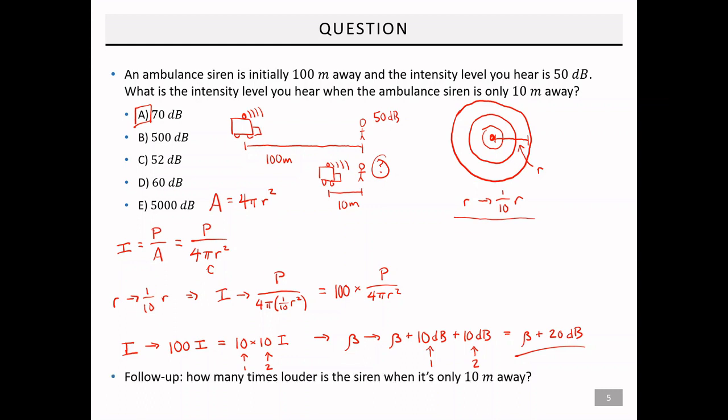And then a quick follow-up question. How many times louder is the siren when it's only 10 meters away compared to the initial 100? So that rule of thumb we're using is that every time beta increases by 10 decibels, the sound sounds twice as loud.